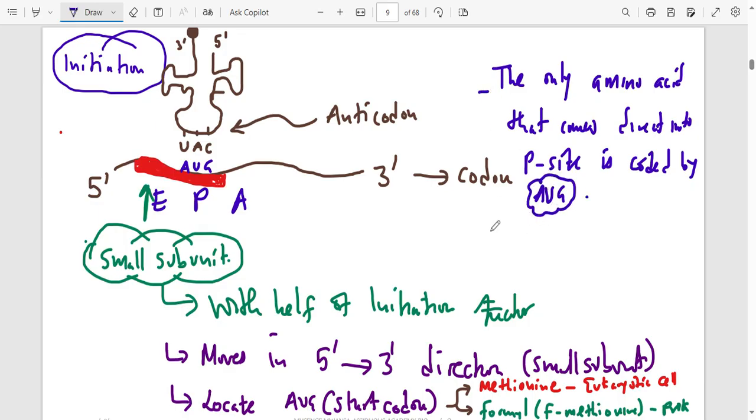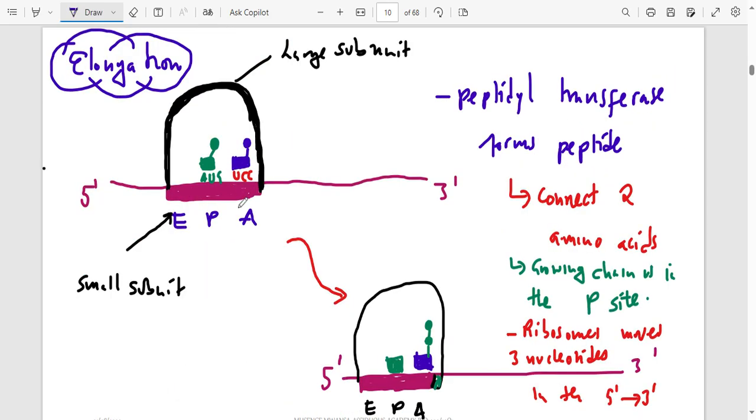The rest go first into the A site. I don't want you to forget this. The only amino acid which was taken first in the P site is methionine. The rest of the amino acids, we are saying that if the A site is empty, we are going to read it, the tRNA brings an amino acid. Again, we move. If the A site is empty, we continue like that. Never, never forget that. Okay?